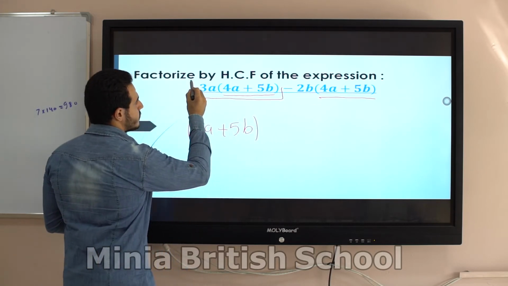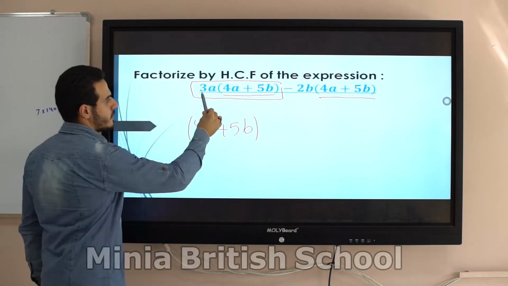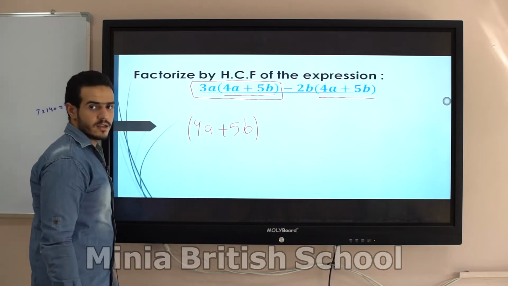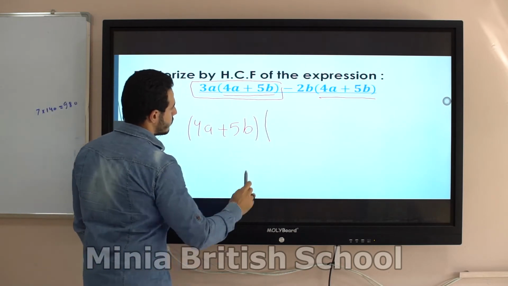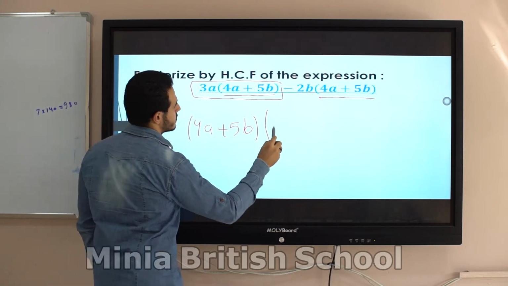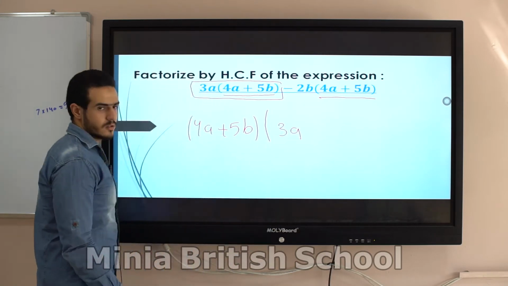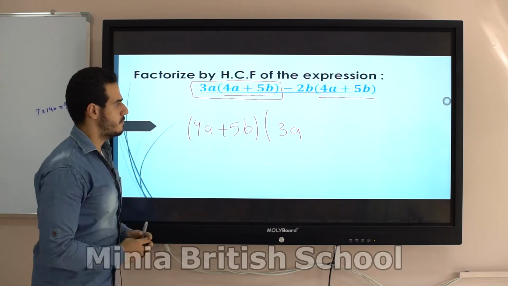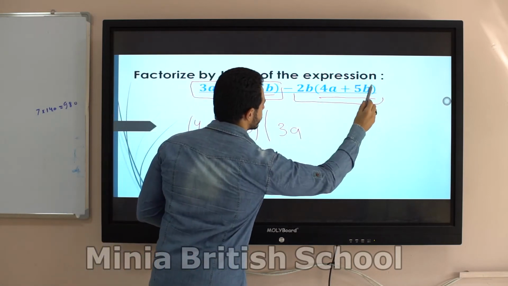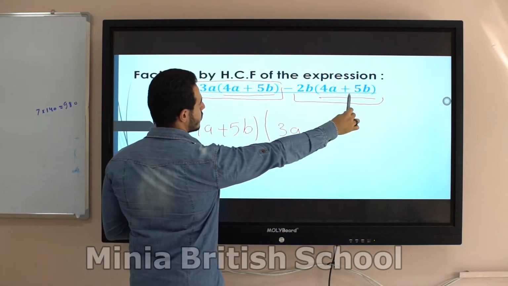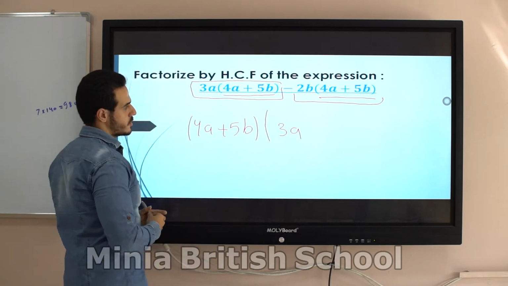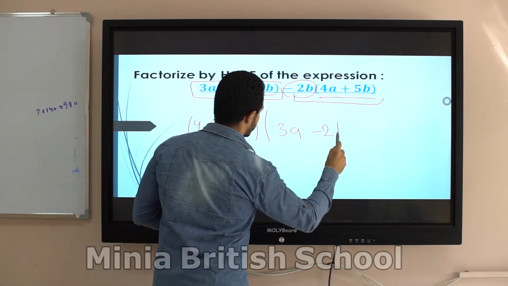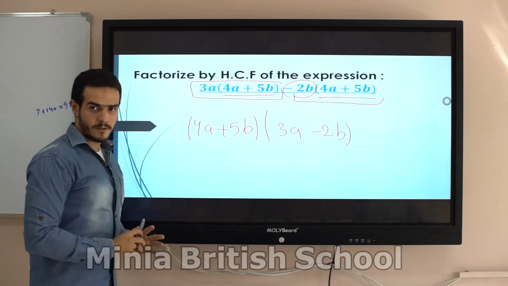Look to the first term. If I divide this term by this expression, you will find the result will be 3a only, because I take 4a plus 5b as a common factor from them. Now, second term, negative 2b times 4a plus 5b, dividing by this expression, you will have negative 2b. Okay?